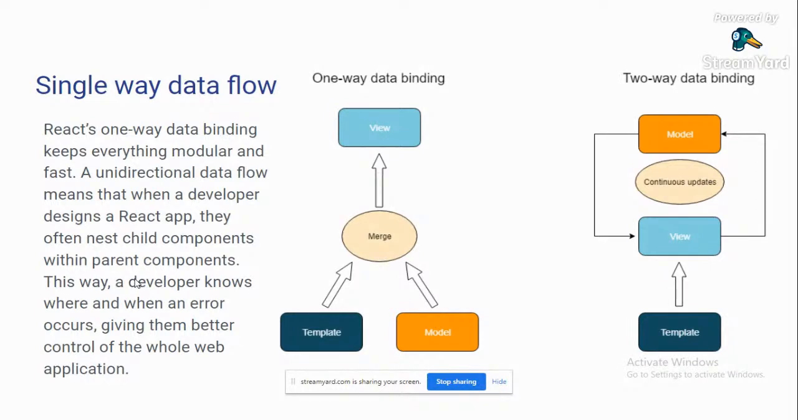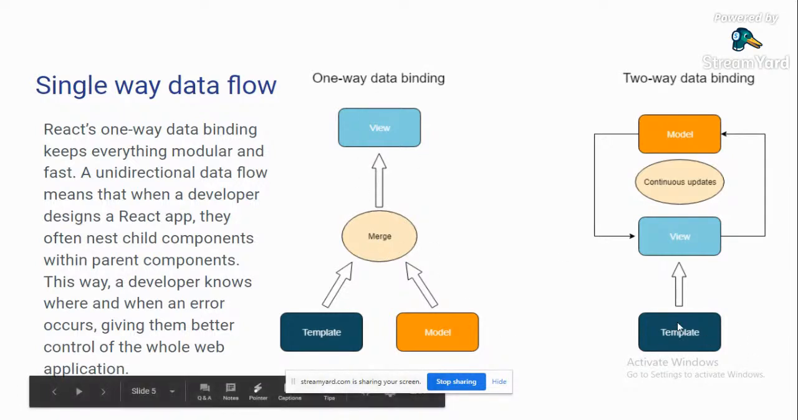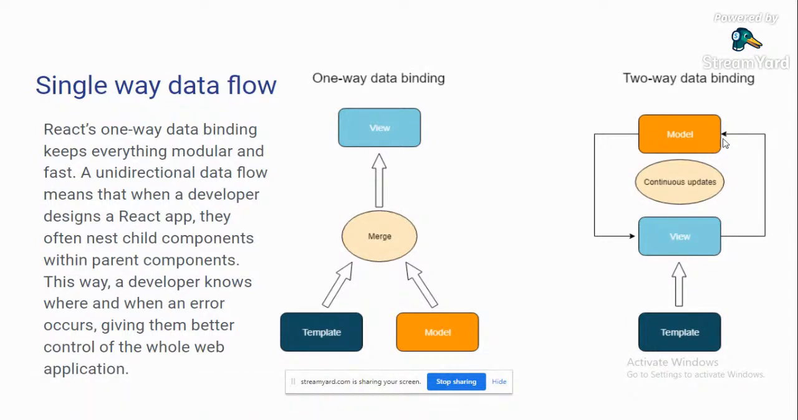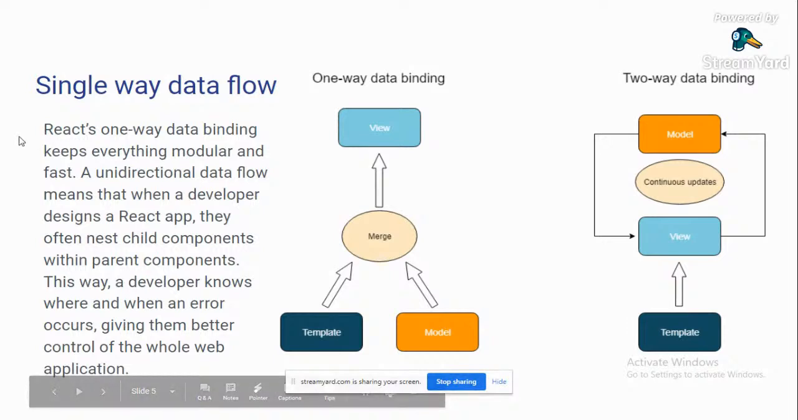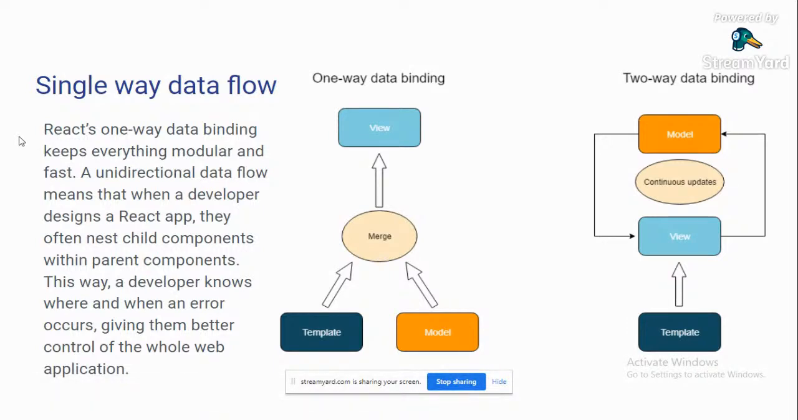Okay. So then we have single way data flow. What happens in one way data binding? See, this is the difference. Here we have a template, we have a model, and then we merge and then a view is made. In two-way data binding, first template, then view, then we connect to the model, then it again connects to the view. So the communication is far better in one-way data binding. So read this: React's one-way data binding keeps everything modular and fast.